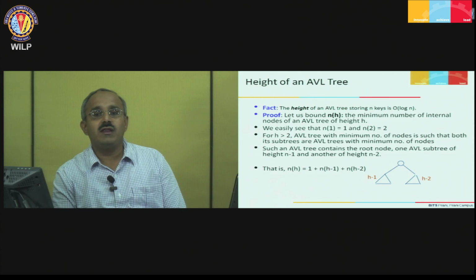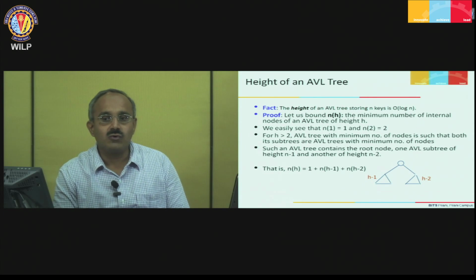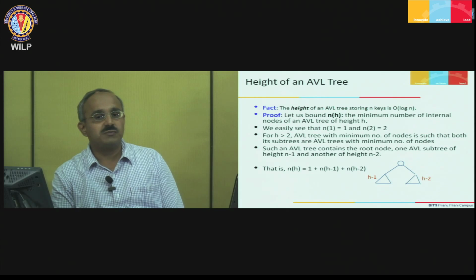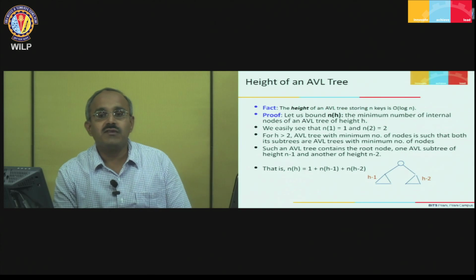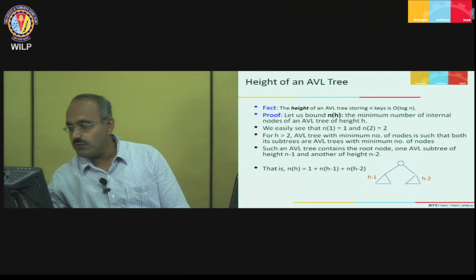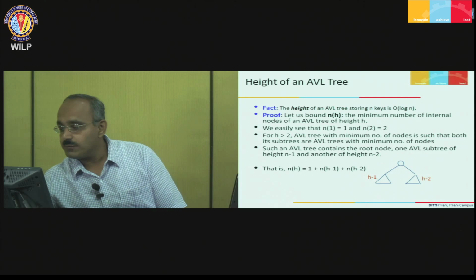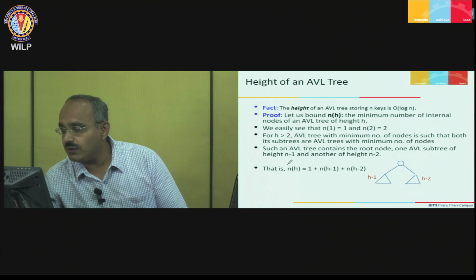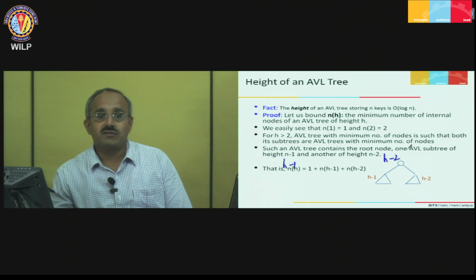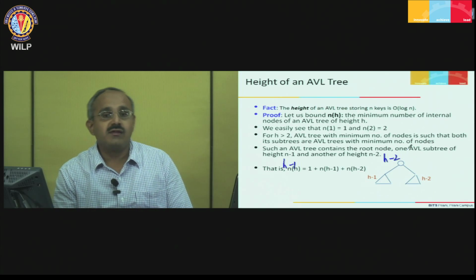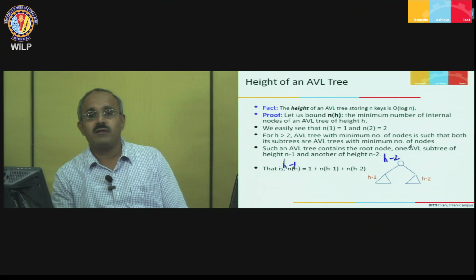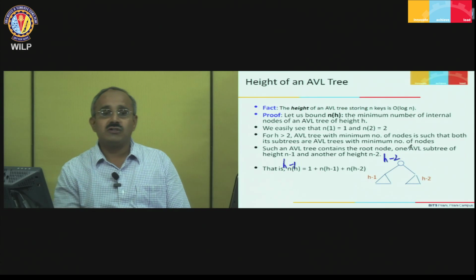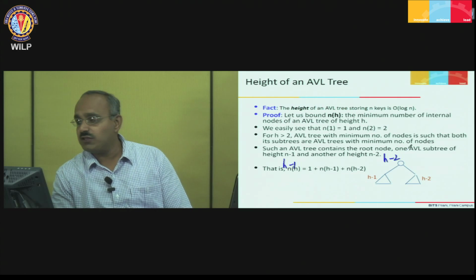Now, such an AVL tree is going to obviously contain the root node, one AVL subtree of height h minus 1 and the other of height h minus 2. Excuse me for a typo. The heights are h minus 1 and h minus 2, and not n minus 1 and n minus 2, as the picture shows. The correct values are h minus 1 and h minus 2.